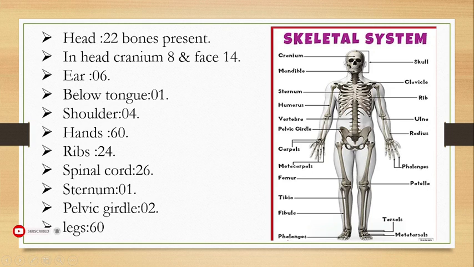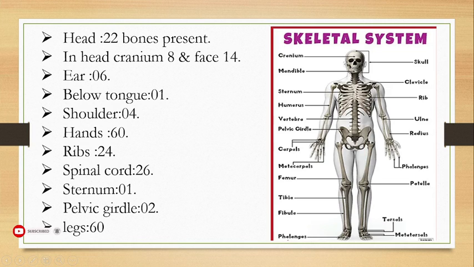Next, ribs. These are the ribs, right? Ribs consist of 24 bones, which means 12 pairs. See here, 12 pairs: 1, 2, 3, 4, 5, 6. Total 12 pairs of ribs, which is 24 bones in the ribs.